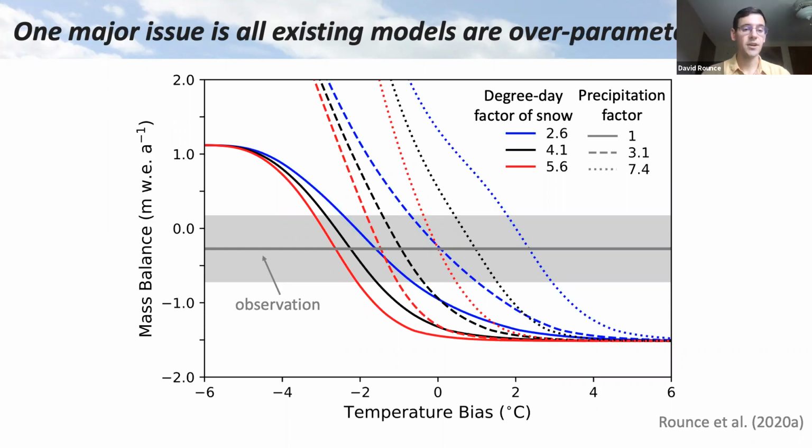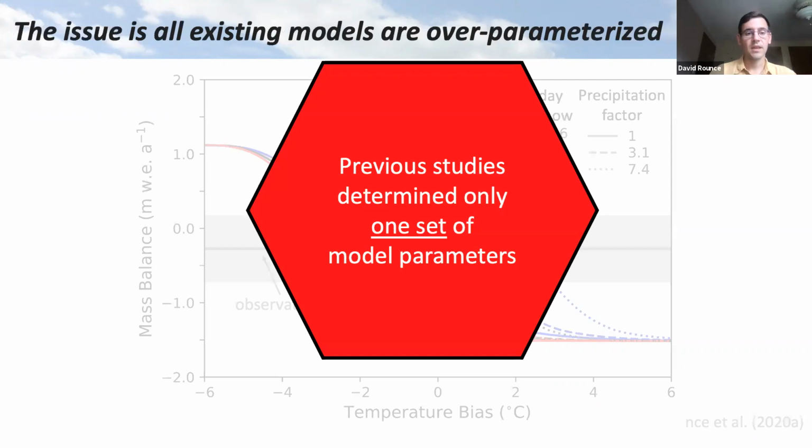Now, the key takeaway here is that anywhere that these colored lines pass over that gray line is perfect agreement between the modeled mass balance and the observed mass balance. So intuitively, it's pretty easy to tell that there are an infinite number of model parameter combinations that will give you perfect agreement between the observed and the modeled mass balance. And this is without even thinking about the uncertainty associated with that observation. And so previous studies determined a single set of model parameters and then moved on.